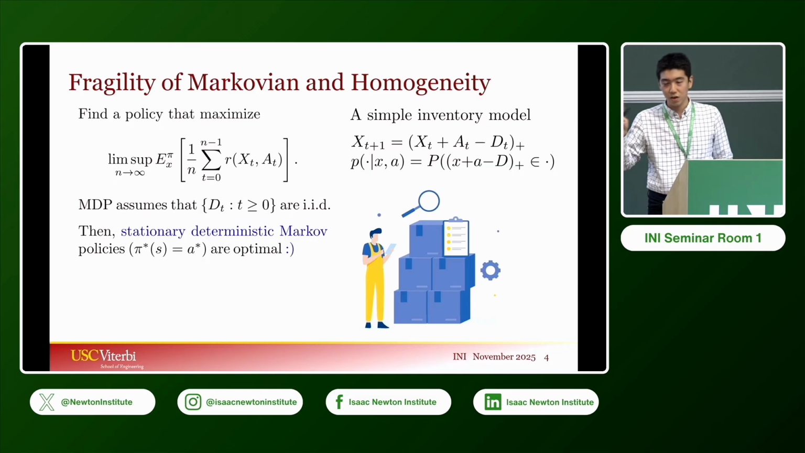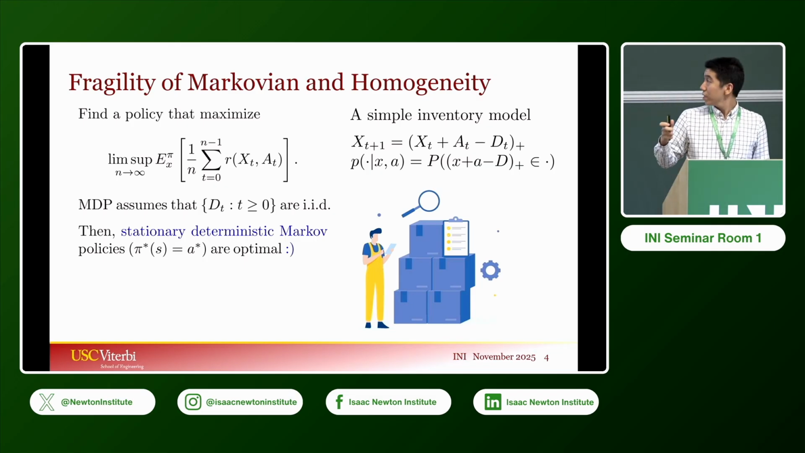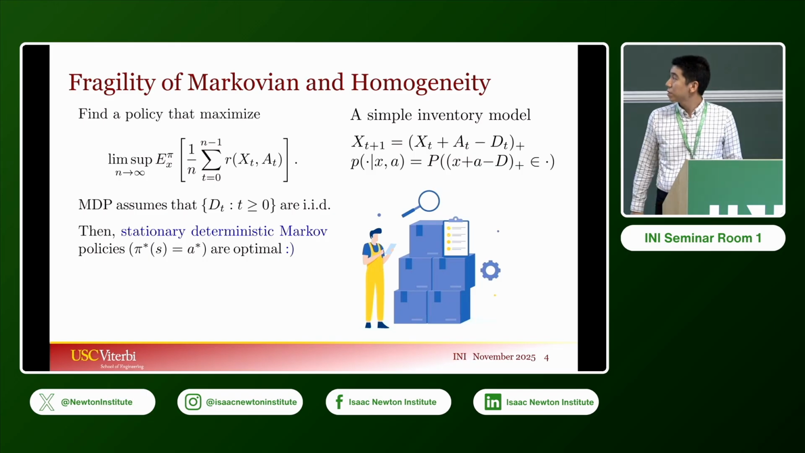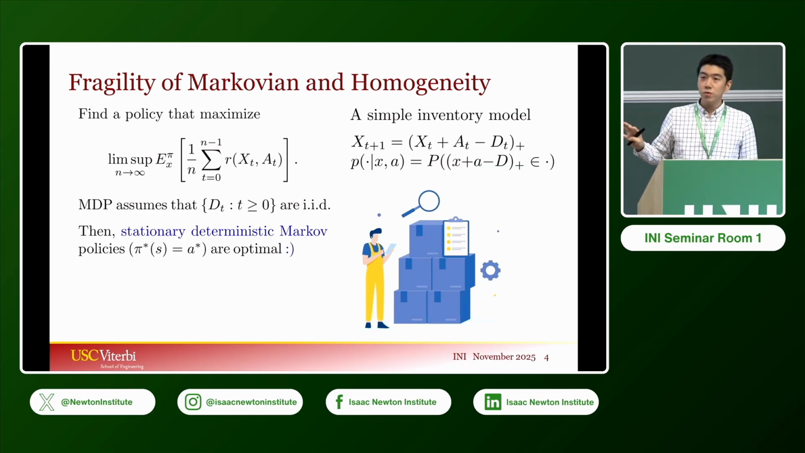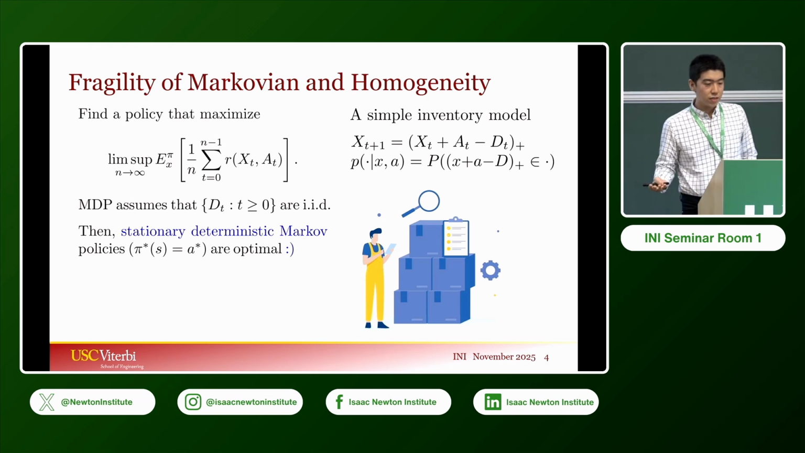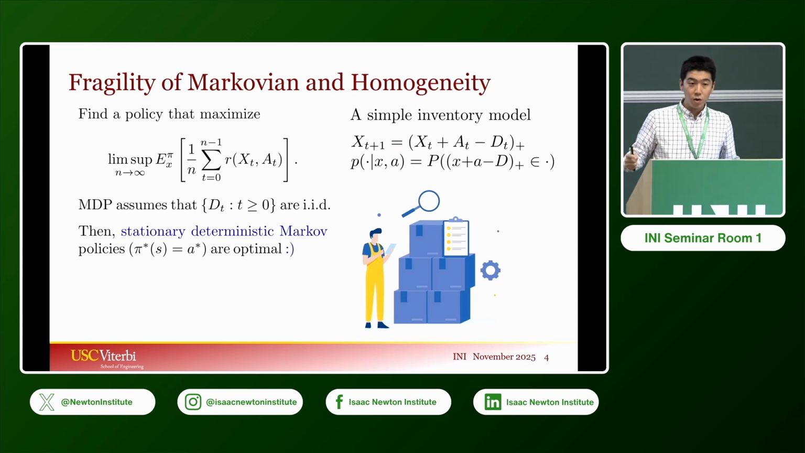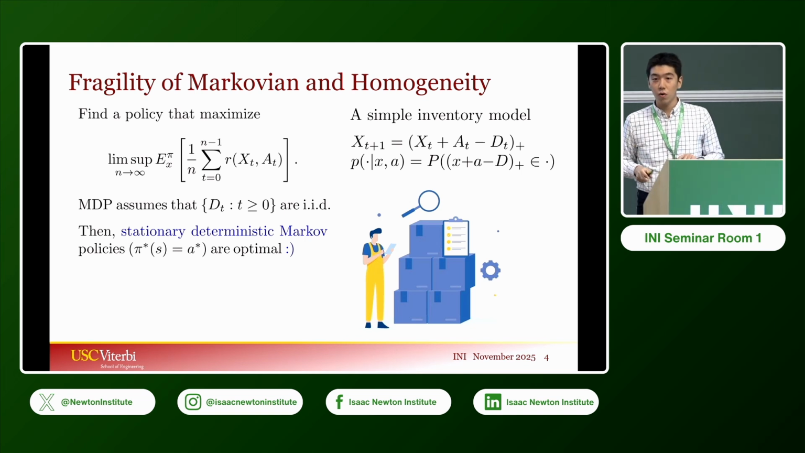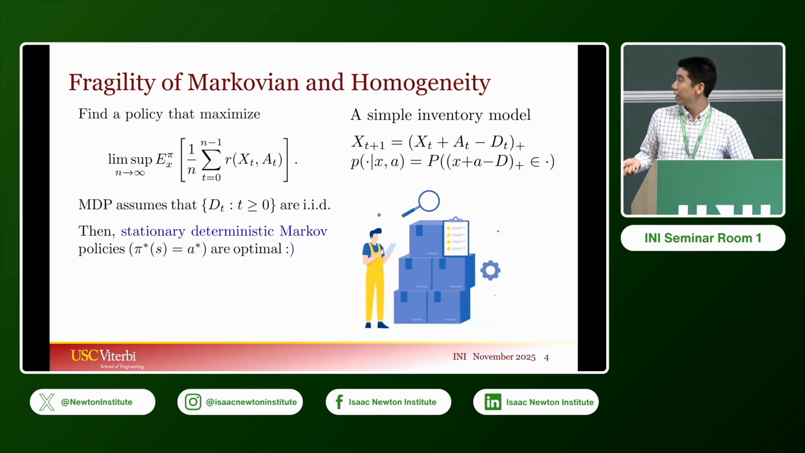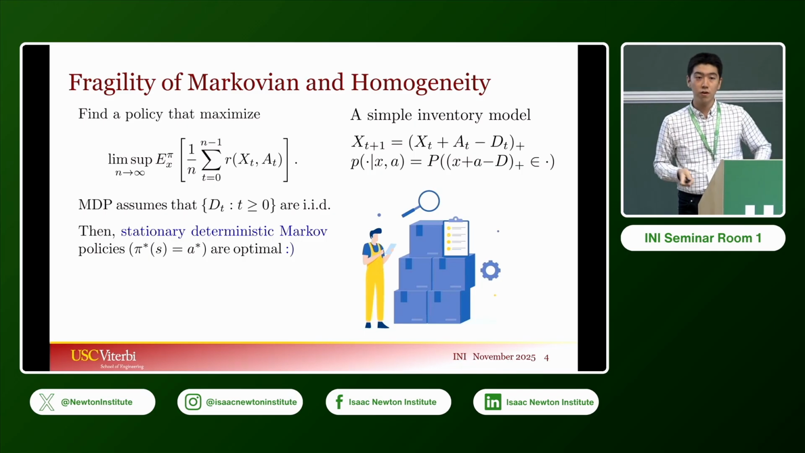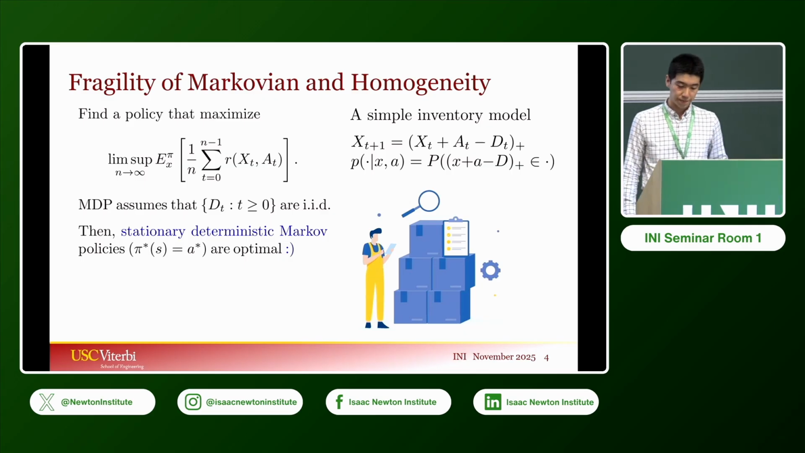So in particular, this is called Bellman equation in the literature. And an important corollary to this is that stationary deterministic Markovian policies are optimal. And this is good news for both the statisticians as well as optimizers. Now we only need to search over a much smaller space of policy in order to achieve optimality, compared to the general fully history-dependent policy class.